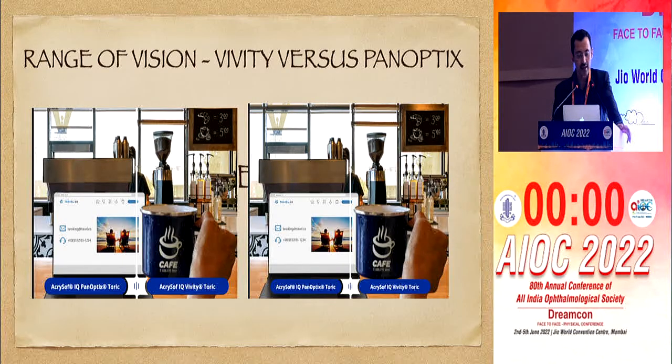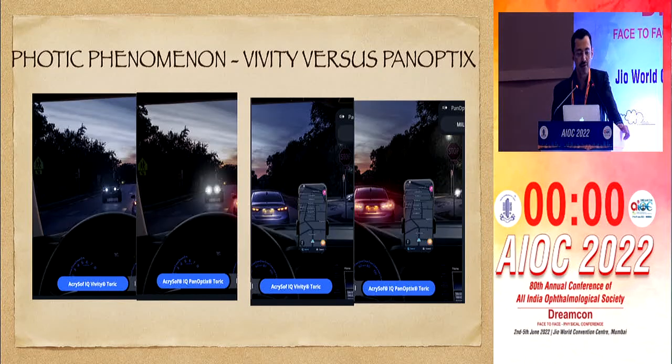If you compare Vivity with Panoptix, the near, intermediate and distance vision are comparable, although near vision is slightly better with Panoptix. However, if you compare the photic phenomena, the Vivity has got a much better profile in terms of halos and glare.